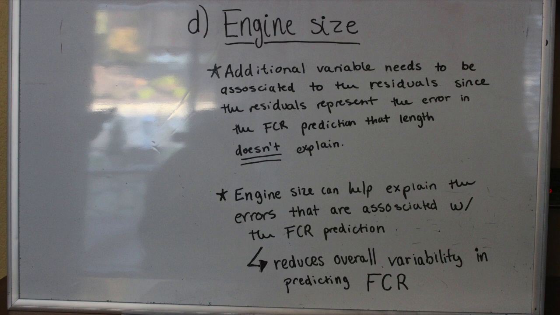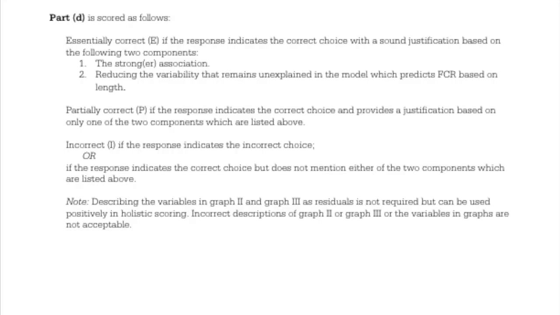Okay, the answer to problem D is engine size. To improve the prediction, the additional variable needs to be associated to the residuals since the residuals represent the error in the FCR prediction that length does not explain. Since engine size is associated to these errors, engine size can help explain the errors, thus reducing the overall variability in predicting the FCR. To earn an E for Part D, you need to include two components. You need to mention the strong or stronger association, as well as reducing the variability that remains unexplained in the model, which predicts the FCR based on the length.